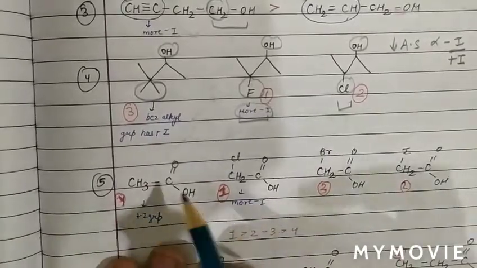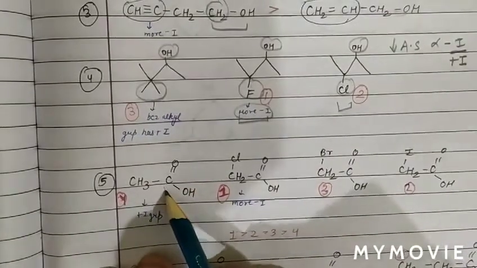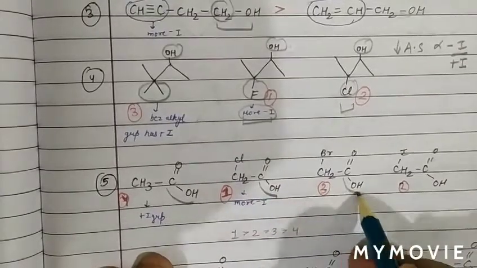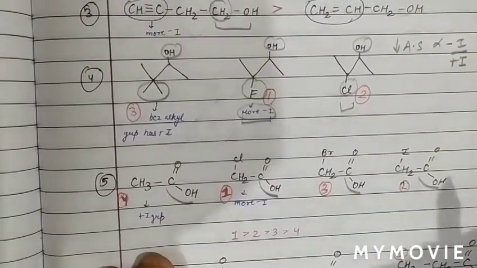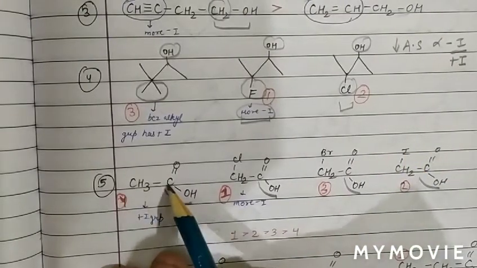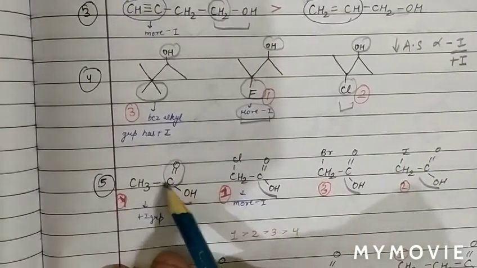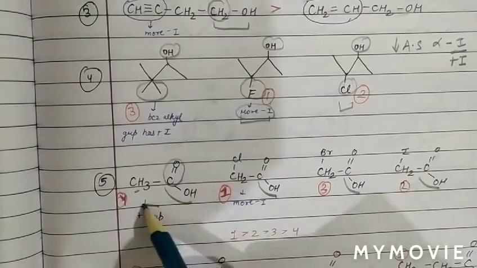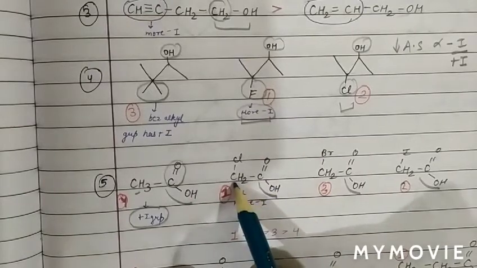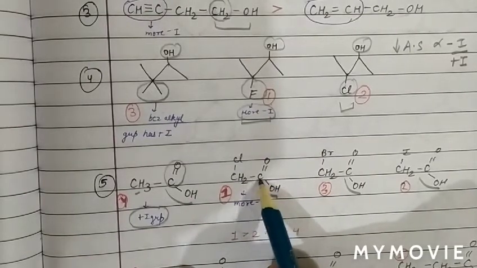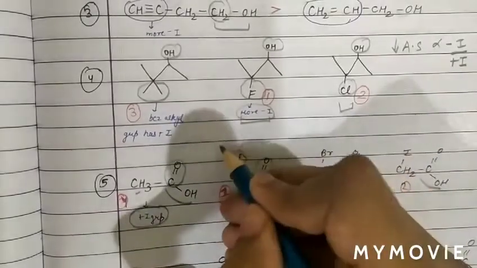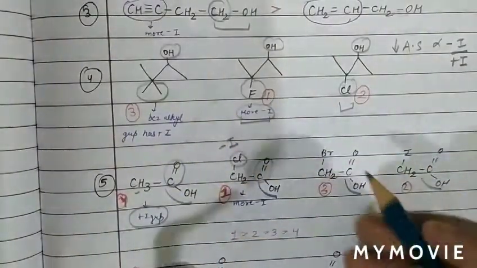We have to compare the acidic strength of carboxylic acids. So the carboxylic group is common in all of them. The COOH group is same in all. Now we can see the next carbon to the carbonyl group. The next carbon to the C double bond O group has CH3, which is a plus I group in nature. And the carbon which is the neighbor of C double bond O has a Cl group. Cl group we know is minus I in nature.